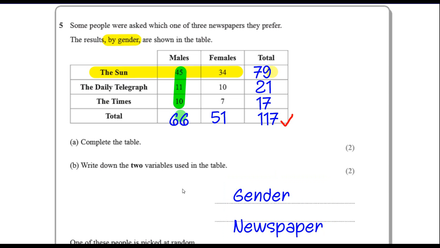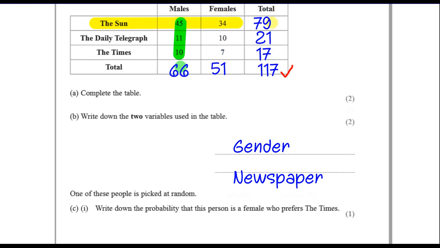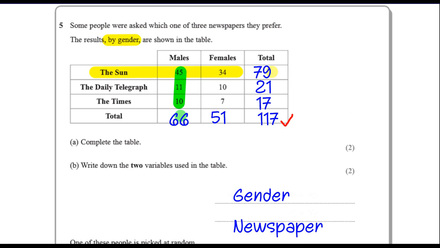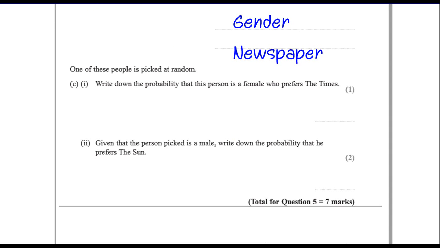Easy as that. One of these people is picked at random. Write down the probability this person is a female who prefers the Times. So let's find the person who's female who likes the Times. There's 7 of them. And out of how many? Well, the total number of people is 117. So your answer is going to be 7 over 117 for 1 mark.